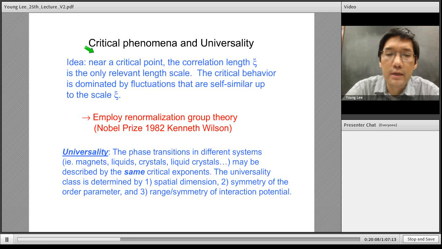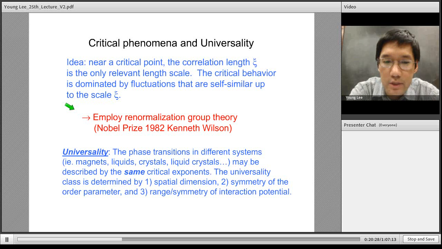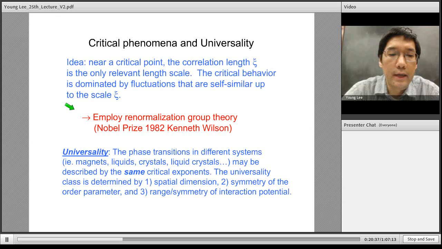Then if you can make an assumption that the correlation length, ξ, is the only relevant length scale, then you can claim that the critical behavior is dominated by fluctuations that are self-similar up to that scale ξ. And with that idea, there's a technique called the renormalization group that can be employed to describe the critical phenomenon. And this has been used by many people. A Nobel Prize was given to Ken Wilson in 1982 for his theoretical work in this regard.